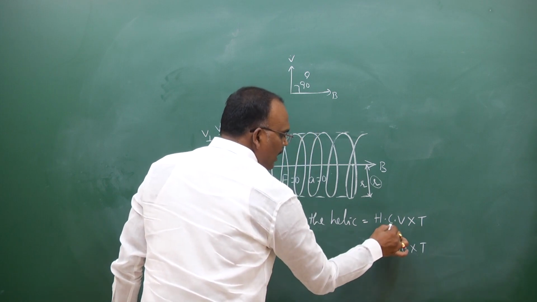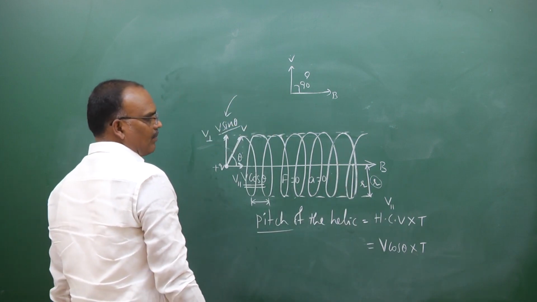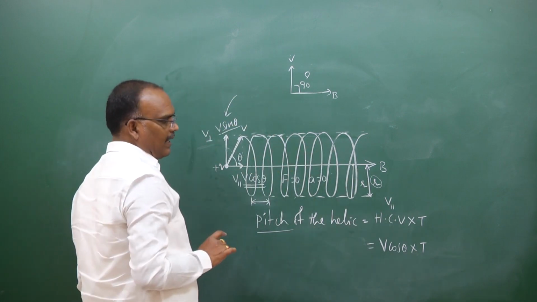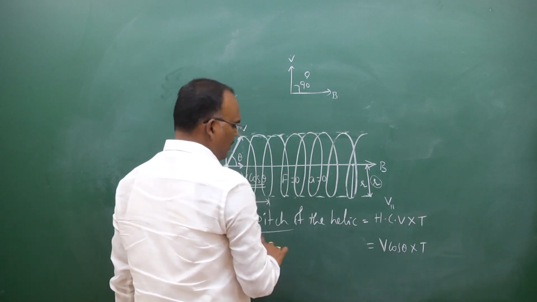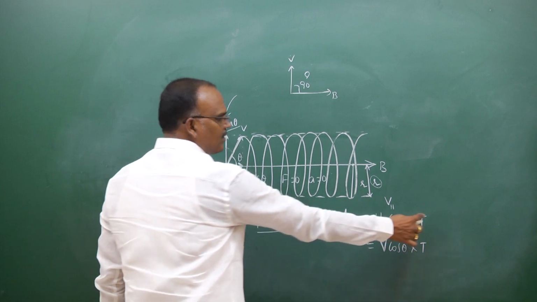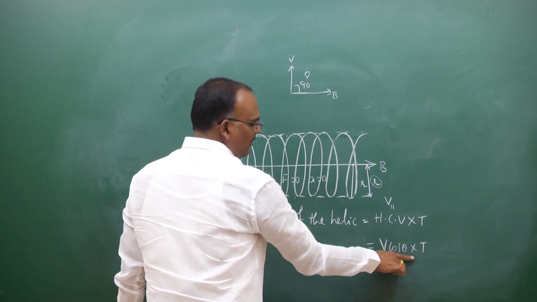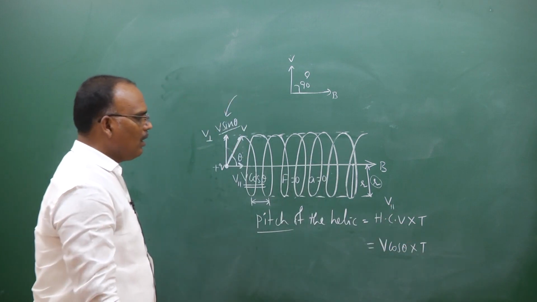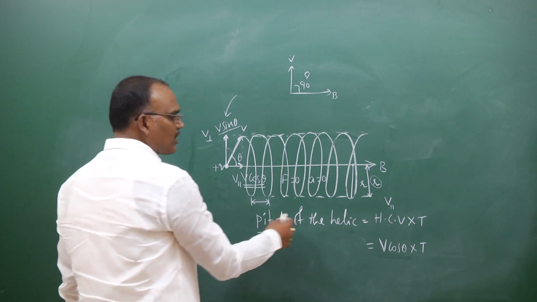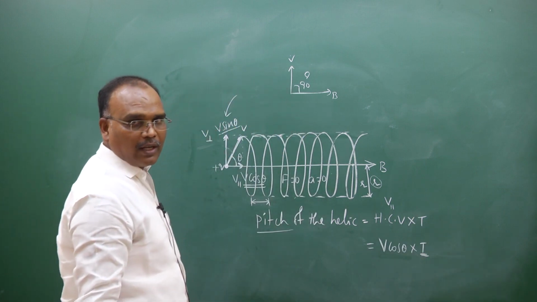Horizontal component, we can even write it as parallel component. Horizontal component into time period is called the pitch of the helix. This is always right. We may not know whether it is V cos theta or V sin theta, but for this diagram it is V cos theta. That means to answer this question, we need the time period of revolution.